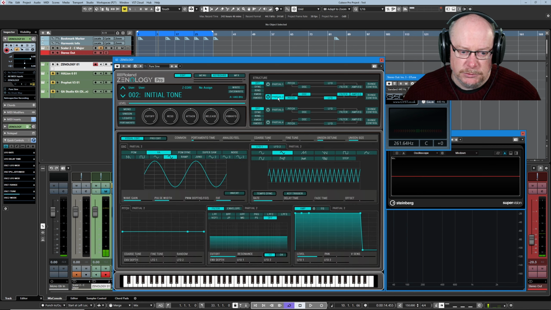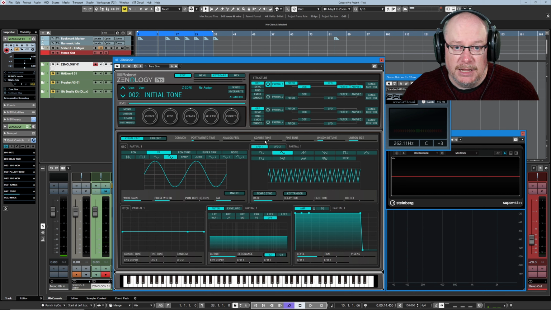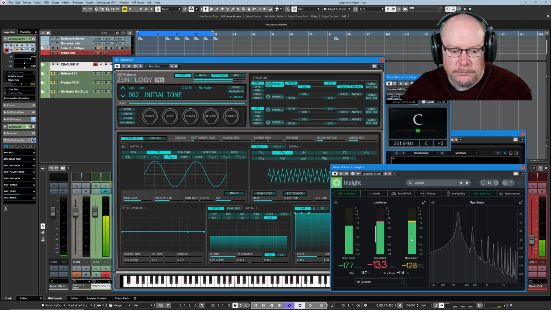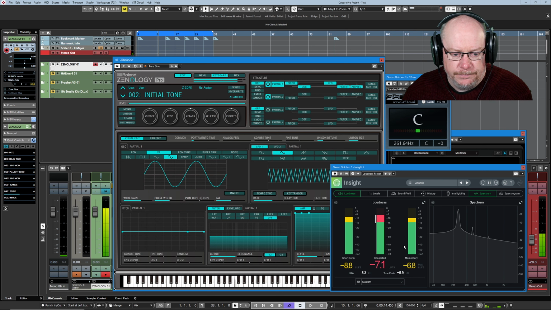Now if I turn both of those partials on simultaneously, you're going to get a sine wave that's twice as loud. So here's one partial with a volume of minus 13-ish. When I bring both partials in, the sound is 6 decibels louder, in other words, double the volume.